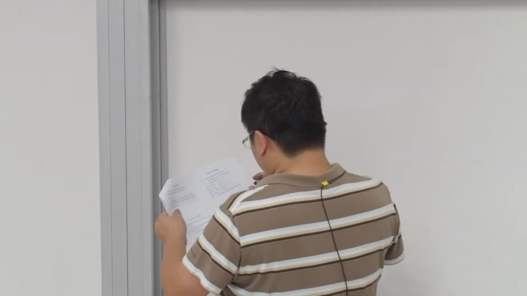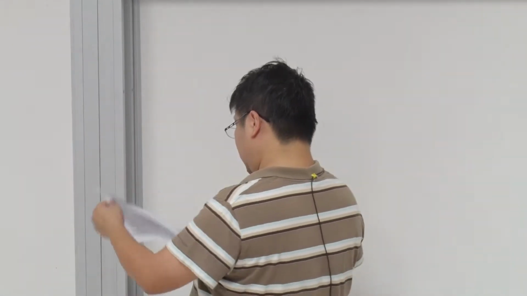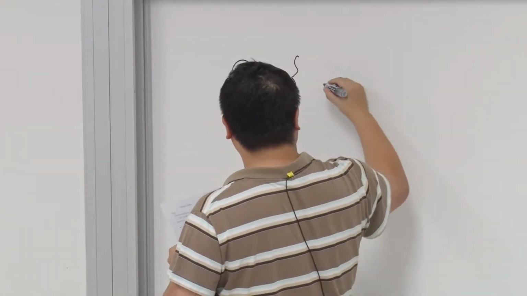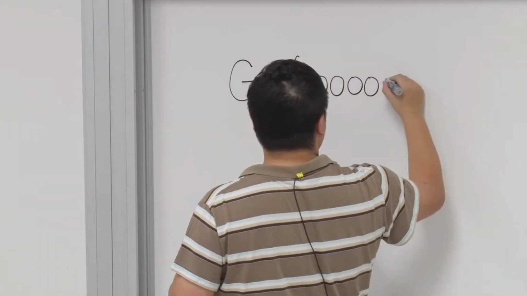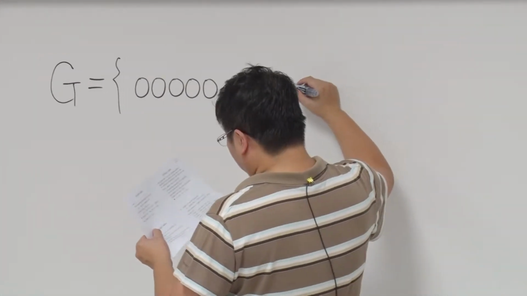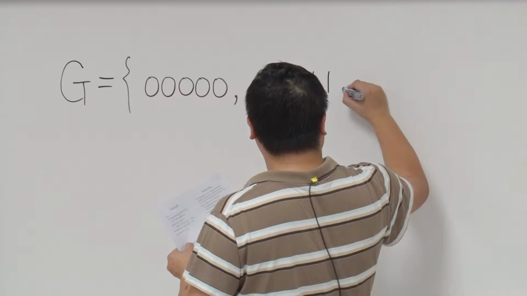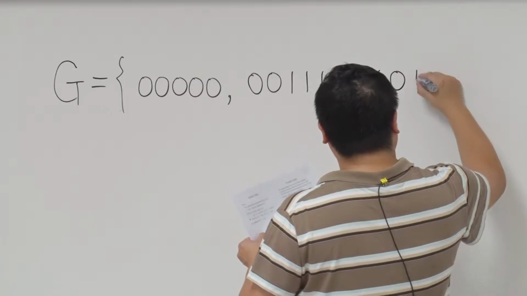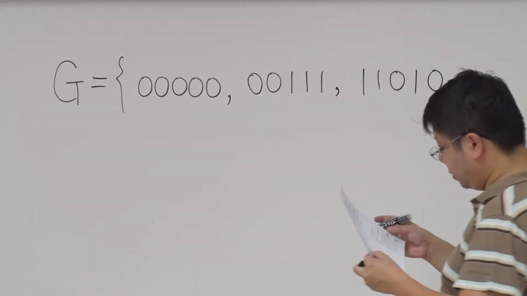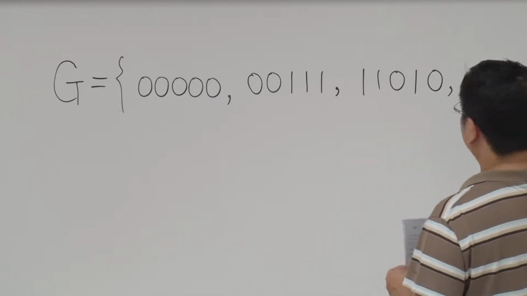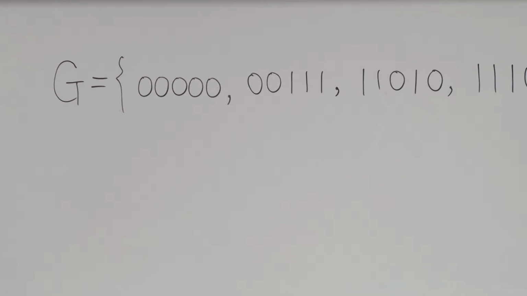So for instance, let's look at this case. We have 0, 0, 0, 0, 0. This is the first one. We have 0, 0, 1, 1, 1. This is the second one. We have 1, 1, 0, 1, 0. This is the third one. And we have 1, 1, 1, 0, 1. This is the fourth one.